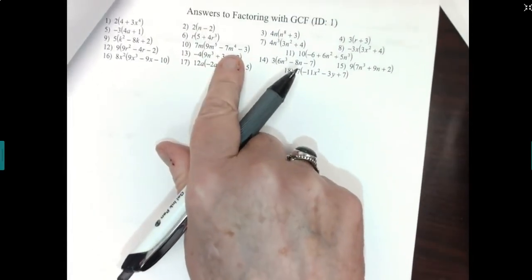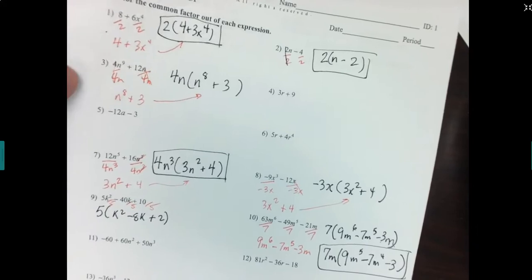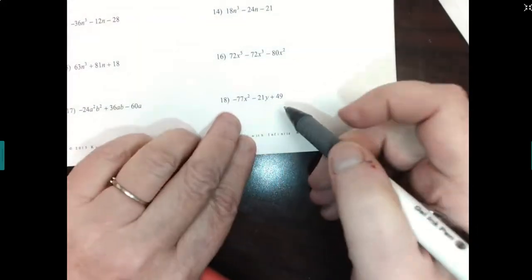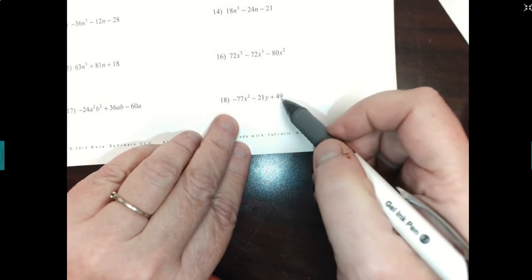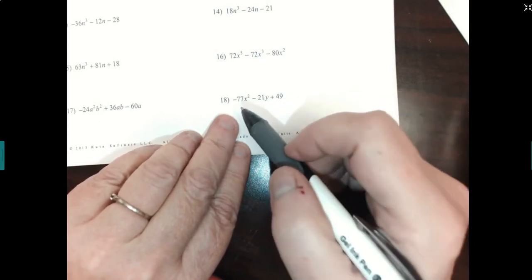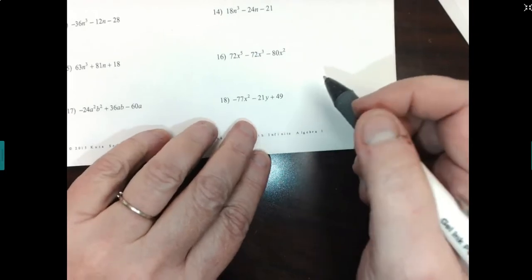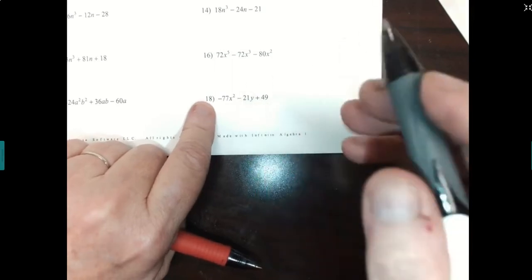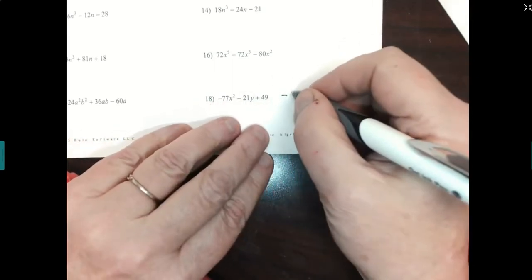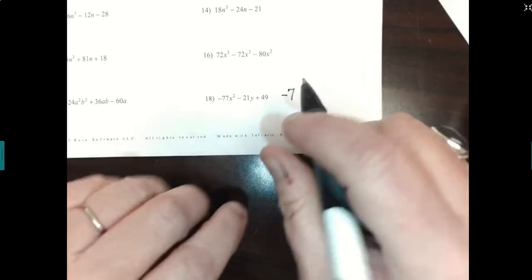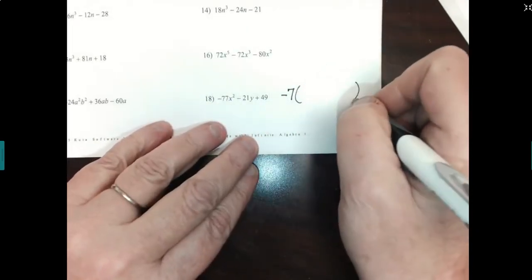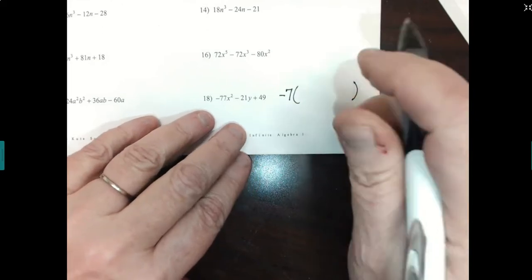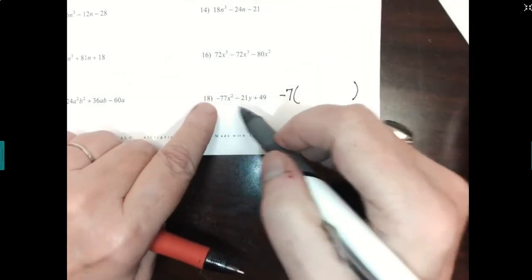So that's what I'm getting for number 10. Which is working out there. With this one, 49 is 7 times 7, 21 is 7 times 3, 77 is 7 times 11. So they do have a 7 in common, but the leading term is negative. So what I'm going to do is pull out a negative 7. And this is the way the department wants you to do it. If the leading term is negative, factor out the negative number.